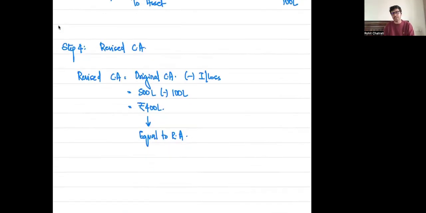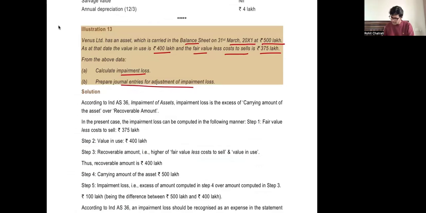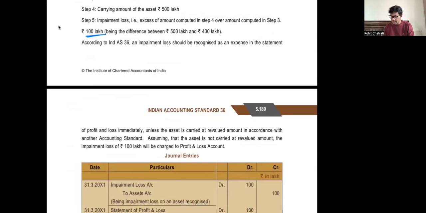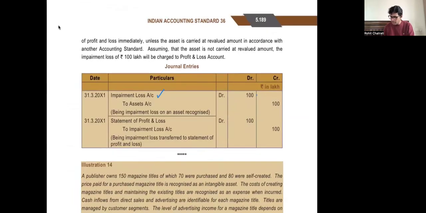Let us quickly see the institute solution as well. So we have an impairment loss of rupees 100 lakhs, and the journal entry is impairment loss debit 100 to asset 100 lakhs. All right. And the second entry, which also you should write in the examination, is where this impairment loss is being transferred to the P&L account. All right. Impairment loss is being transferred to the P&L account to the tune of 100 lakh rupees. All right. So that is with regards to illustration number 13.